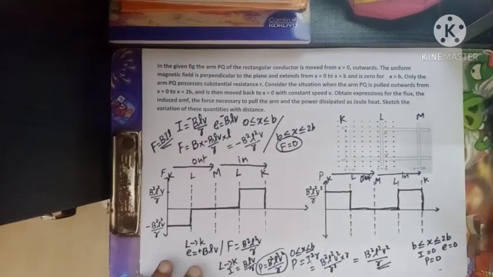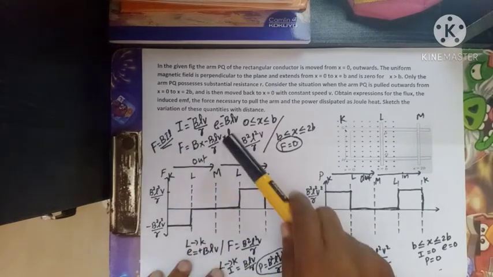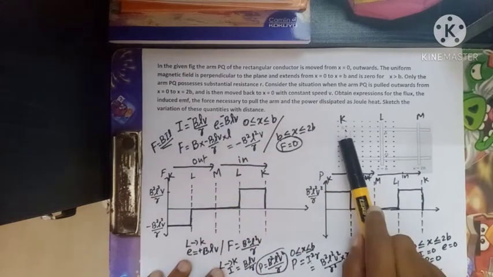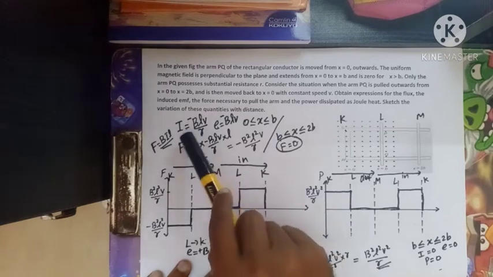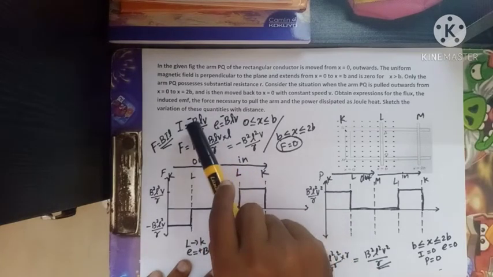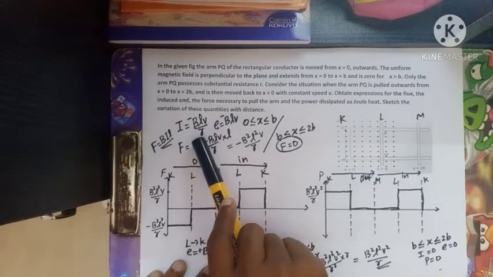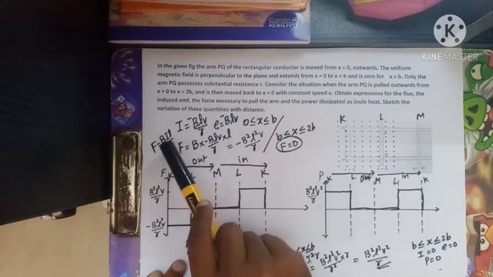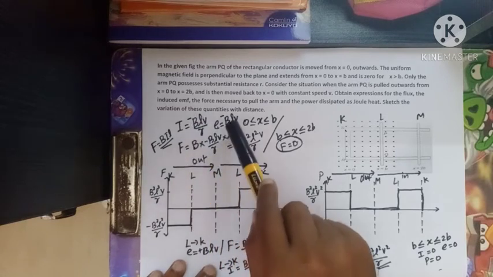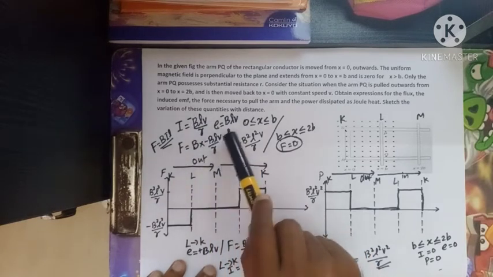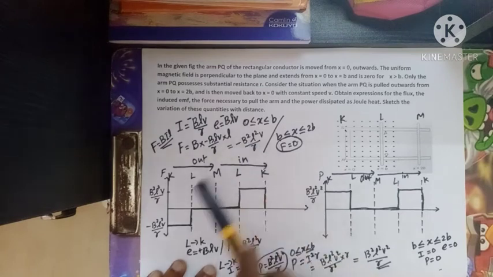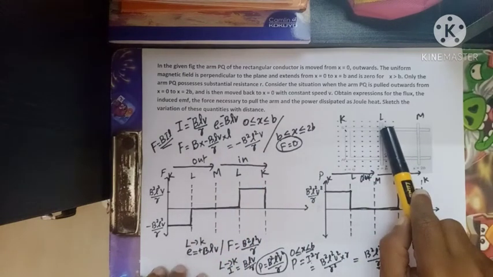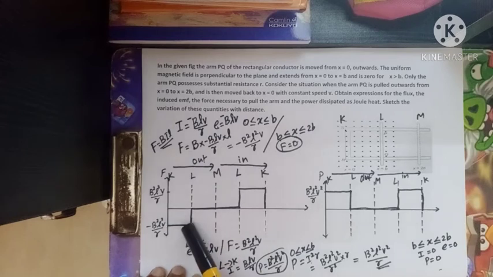Now first we see current. We know that the induced EMF is minus BLV from K to L, that is from 0 to B. Then what is the induced current? Current is EMF by resistance, so minus BLV by R is the induced current. If induced current is there, what is the force experienced? Force equals BIL. What will you get? Minus B square L square V by R is the force experienced in the region from 0 to B. So for the outward journey from K to L, the force is a constant negative value, minus B square L square V by R.